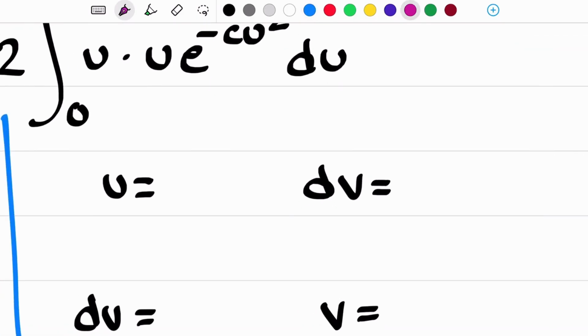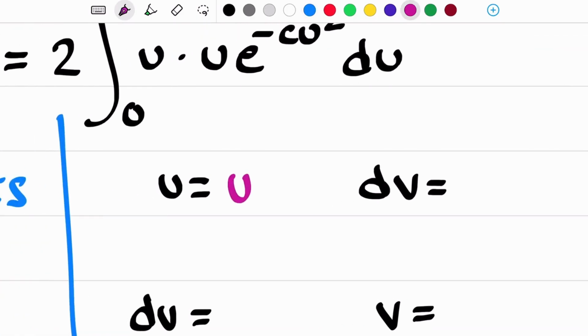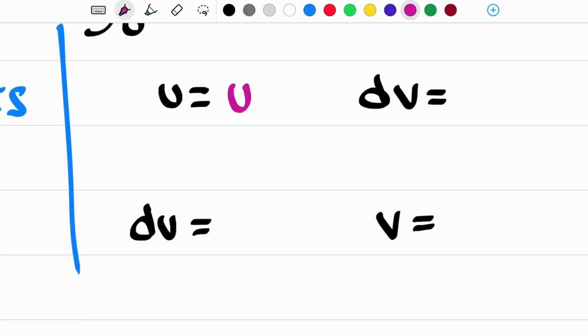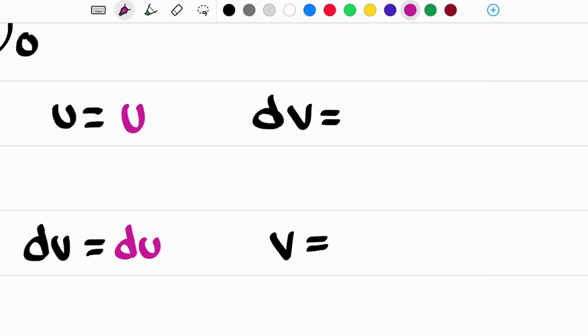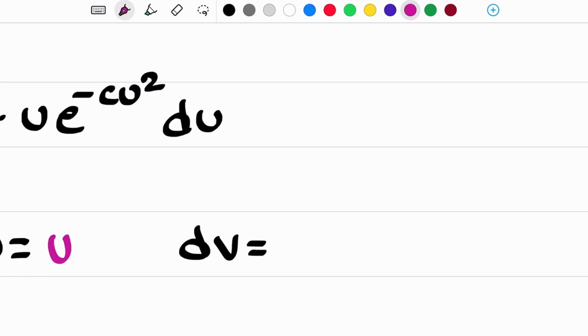So, of course, u equals u, which looks really weird. This u in black is the u in our by parts formula that we need to substitute for, and then the pink u is the u that we're just pulling from our integral. Du equals du as well, and then dv is going to be u e to the negative cu squared du.